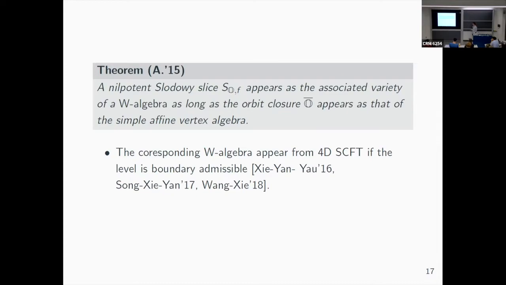And this W-algebra appears from the 4D theory, again, if the level is boundary admissible. So this gives another interesting family of vertex operator algebras coming from 4D theory. And they have very rich representation theory, and there is much more yet to be done. Sorry. Yeah. There is no assumption on the level for this statement, as long as the orbit closure appears.